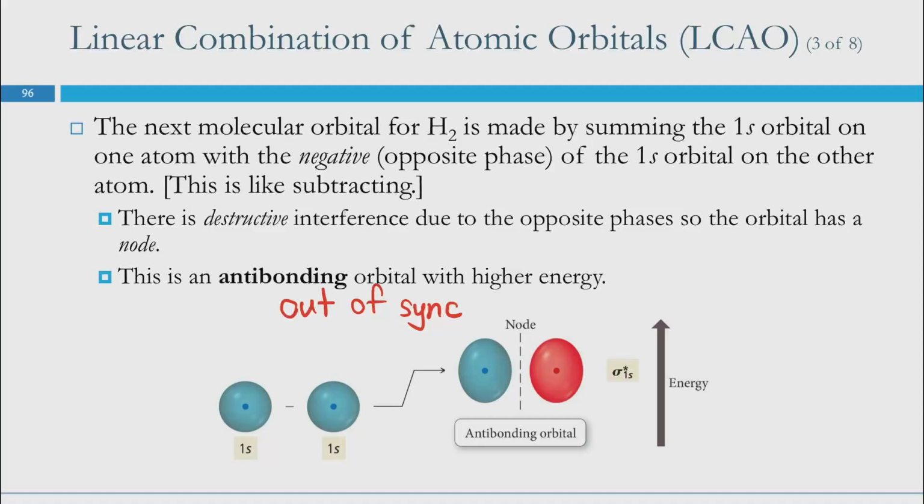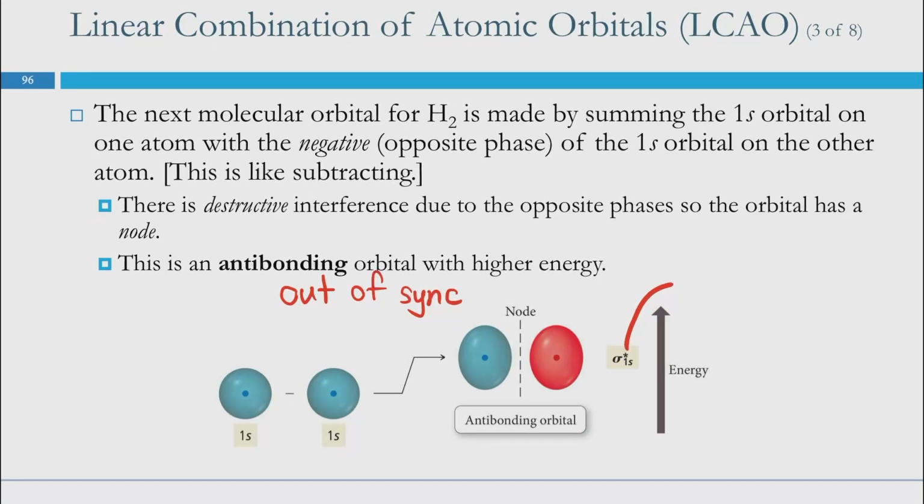So this is a higher energy orbital because there's no overlap and they're completely out of sync, represented by the different colors here. And the star is for the anti-bonding. So if we don't have a star, that means it's bonding. If we have a star, it's anti-bonding. The anti-bonding is always going to be higher in energy than the bonding because they're out of phase.